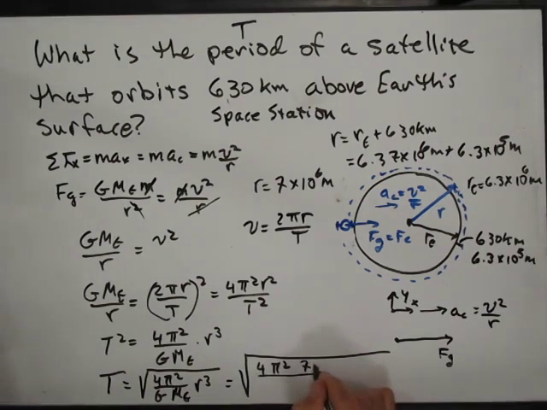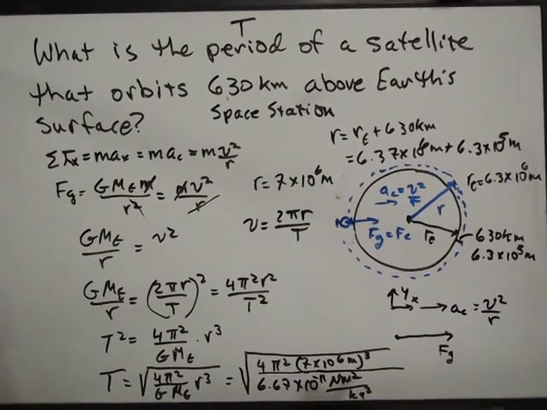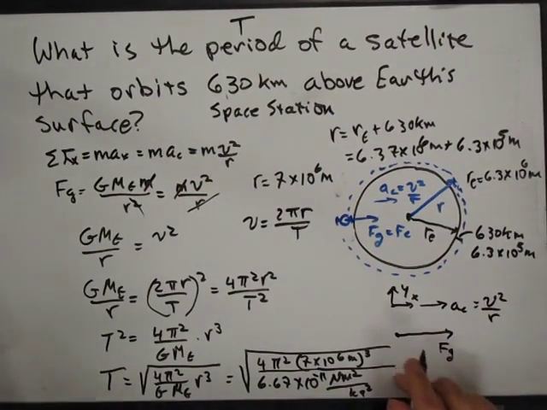So this is 7 times 10 to the 6th meters to the 3rd power. And the denominator is G, which is 6.67 times 10 to the negative 11th Newton meters squared over kilograms squared. And then the other thing I need in this denominator is the mass of the Earth, which is 6 times 10 to the 24th kilograms.